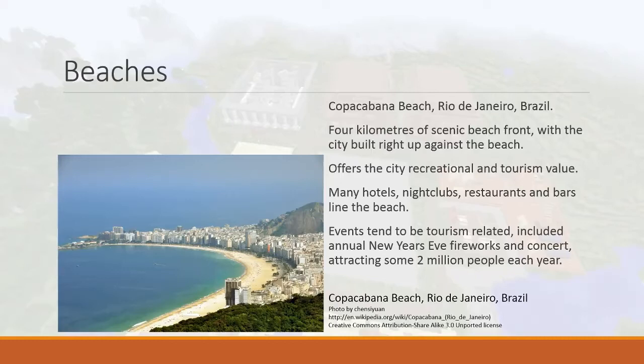So Copacabana itself is 4 kilometers, and the city, as you can see there, has built right up against the beach. And as you might expect, the beach offers the city extremely high recreational and tourism value. All along the beach, there are hotels and nightclubs, restaurants and bars, and there's parties every night, and it's just great tourism. Every New Year's Eve, there's a fireworks and concert attracting some 2 million people every year. 2 million people just come here and celebrate New Year's. And there's just a massive party on the beach. So that's a lot of fun.